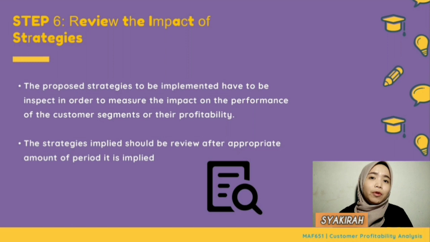Step 6, which is reviewing the impact of strategies. The proposed strategies to be implemented have to be inspected in order to measure the impact on the performance of the customer segments or their profitability. The strategy being implied should be reviewed after an appropriate amount of time since it was implied.